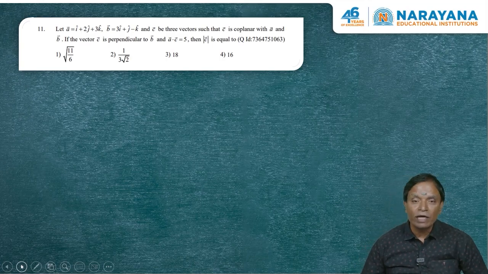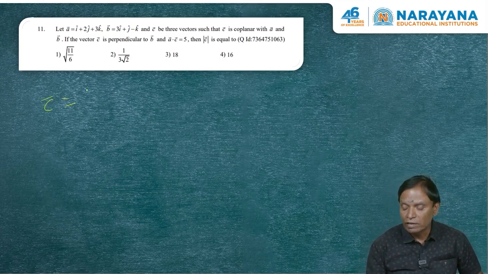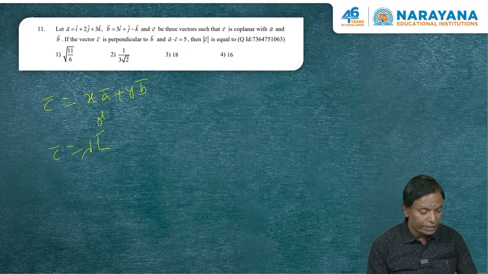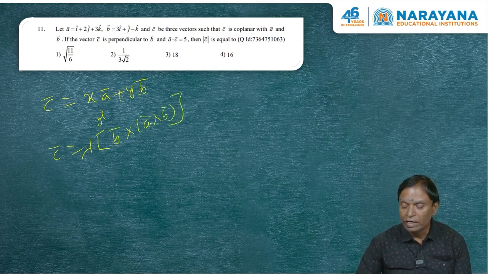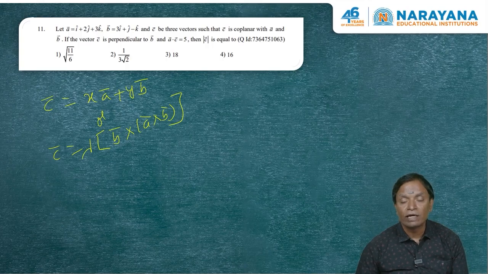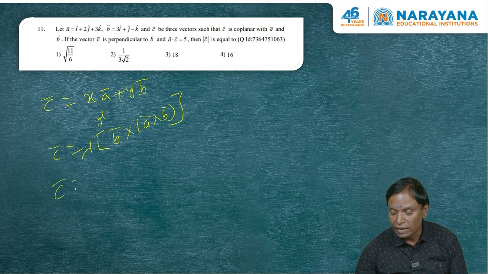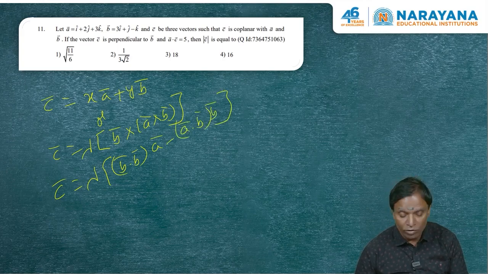Since C bar is coplanar with A bar and B bar, you can take C bar equal to either x A bar plus y B bar, or C bar equal to lambda times B cross (A cross B). You can take any one of these from the given data. You can get the value of lambda in the second case, or the values of x and y. If I take the second case, C bar is lambda times (B dot B into A bar minus A dot B into B bar), and use the condition that A dot C is equal to 5. You will get lambda equal to 1 by 30.